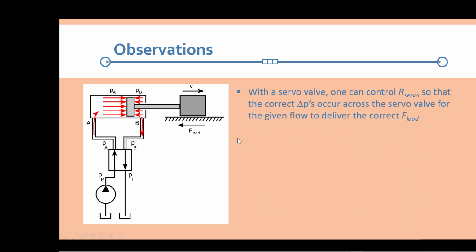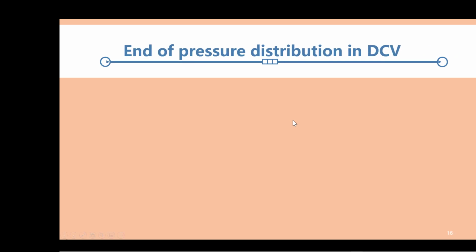So what we're doing is controlling these resistances on the inlet port and on the outlet port so that we can deliver the correct pressure drop here for the load moving at the given speed. And this is the end of this presentation on these pressure distributions in DCV for the special, but very common, case of moving a steady load at a specified speed. Thank you for watching.